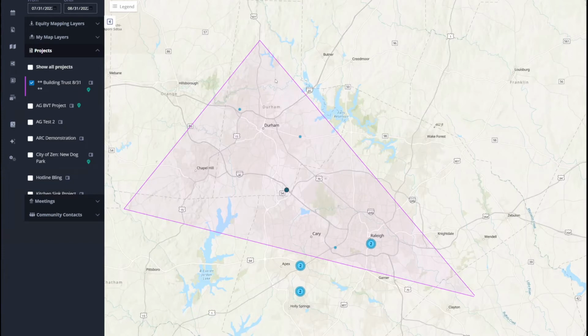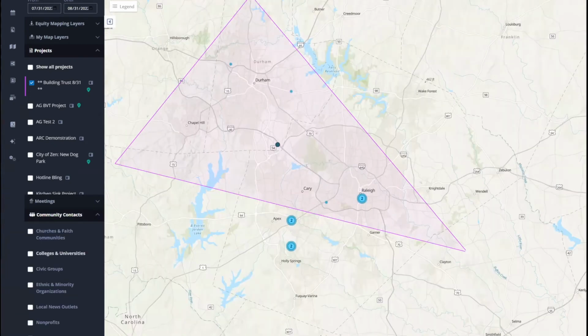So it does a really good job of expressing the challenges of representation for some of our constituents. We also see these little blue dots. There's not too many because, again, this is a test project, but those are all of our participants. Now, granted, of course, this is a test project, so you're not seeing a ton of participation.